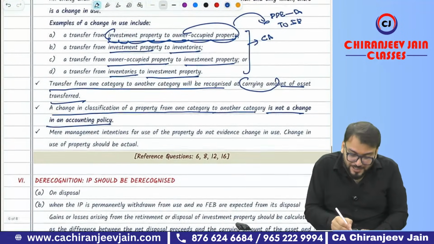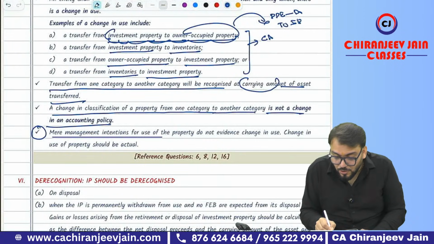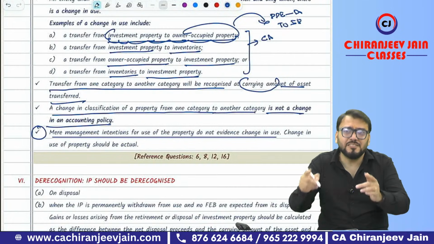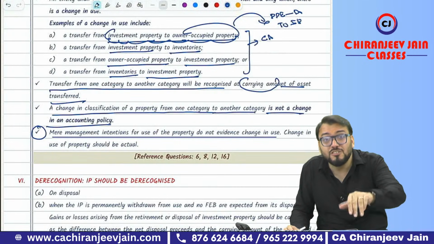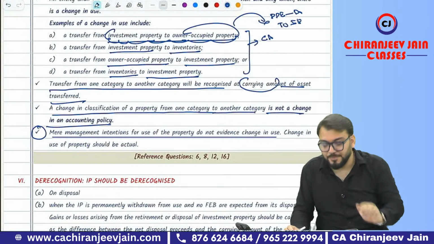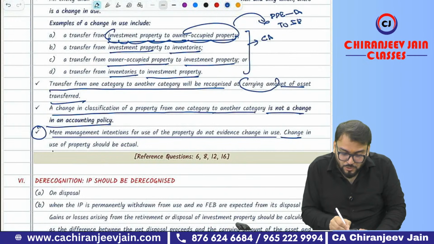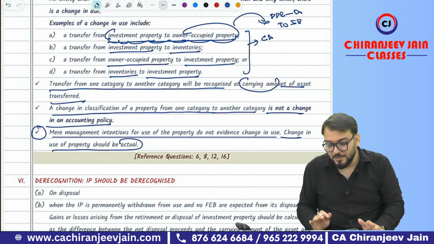Then one more clarification has been given. Mere management intention for the use of property does not evidence a change in use. Means whenever there is a change in use, only then will we do reclassification. If there is only a management intention to change the use, but actually they have not changed the use, then it will not be reclassification. So the change in use of property should be actual, not based on intention.